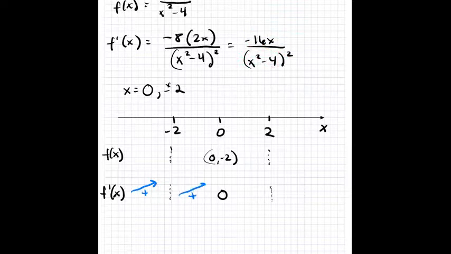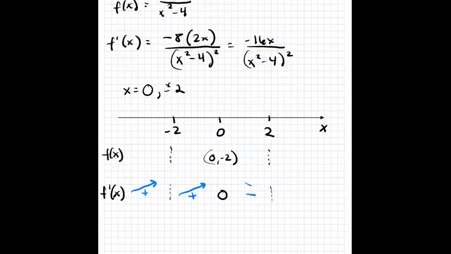To the right of 0, I'm going to choose 1. This is going to be negative. Wait a minute. I said negative 1, right? 1 minus 4 is, yeah, it's still going to be positive, right? Because of that square. Okay. So if we plug in 1, this is negative. And for the same argument we just did, this is going to be positive. So then there's going to be negative there. And that means the original function should be decreasing.